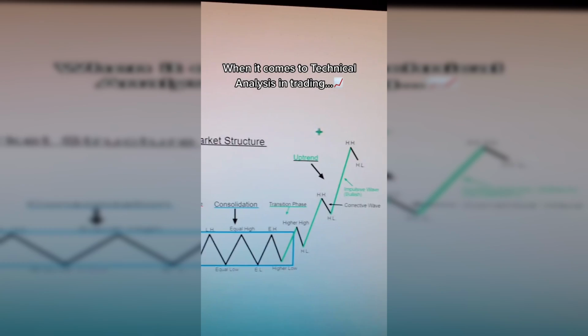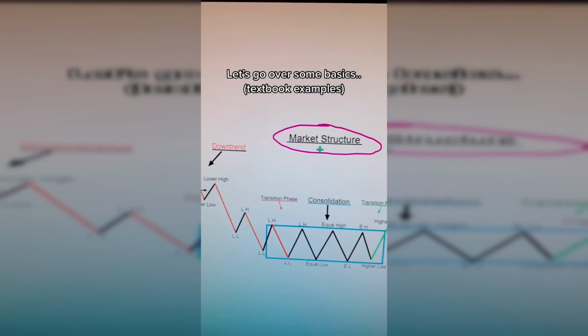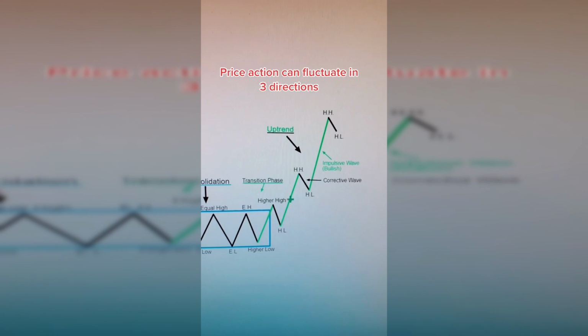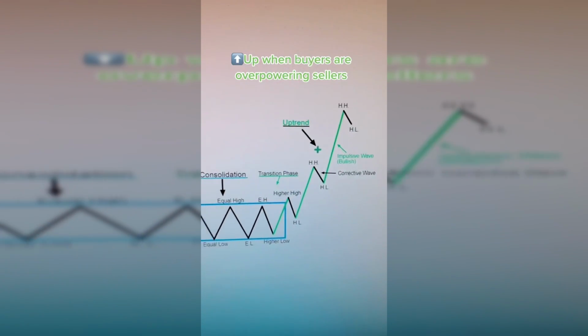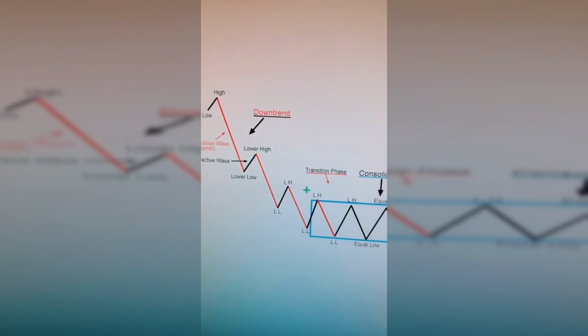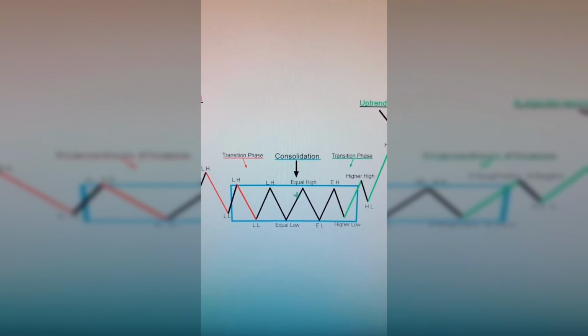When it comes to technical analysis and trading, it's important to understand the market structure. So let's go over some basics. Price action can fluctuate in 3 directions. It can move up when buyers are overpowering sellers. It can move down when sellers are overpowering buyers. And it can continue moving sideways when the strength between buyers and sellers is neutral.